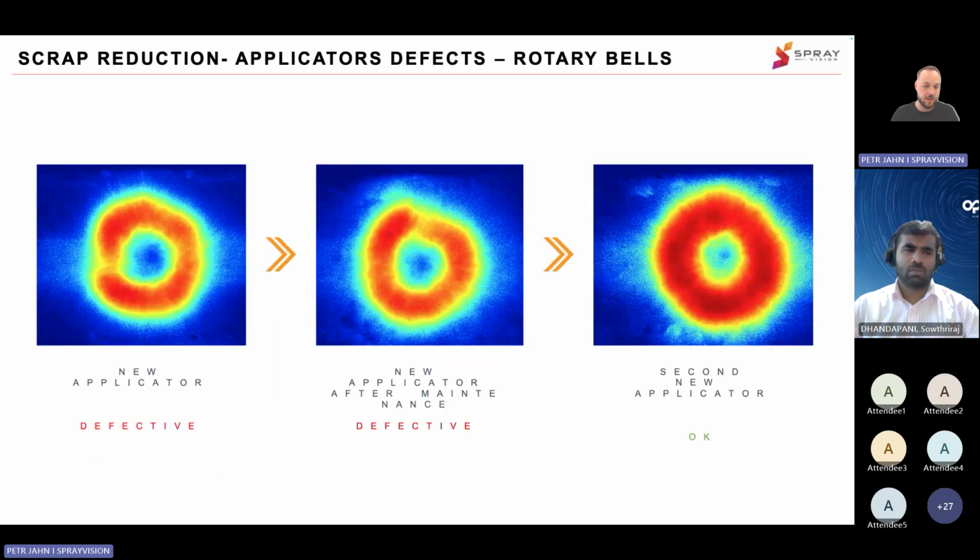This is an example of the output from the rotary bell. You can see that even with an exactly new applicator and new spare parts, it's not certain that you will reach an OK output. For this, you need to check it before you run it in production. Here you can see an example of a defective pattern and an OK pattern, and you can really easily see the differences.